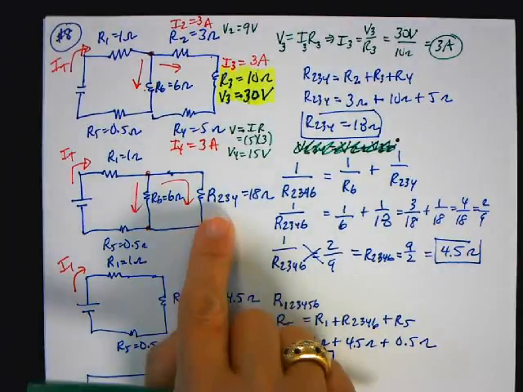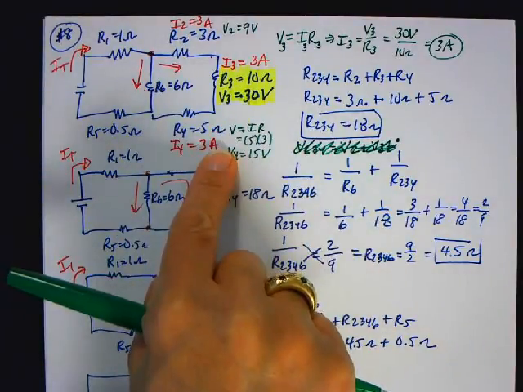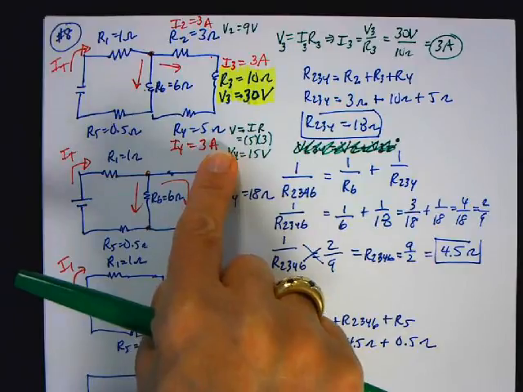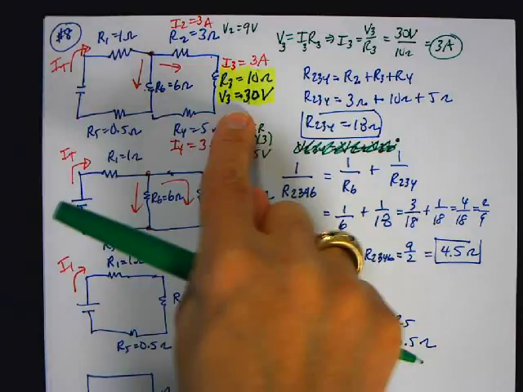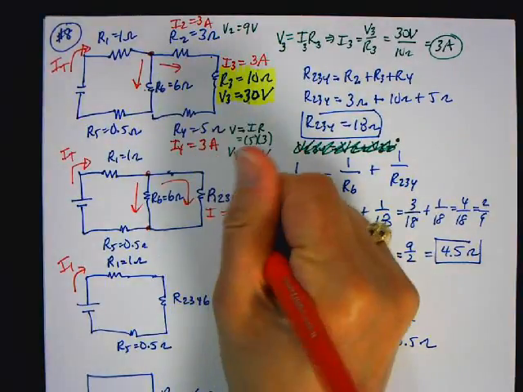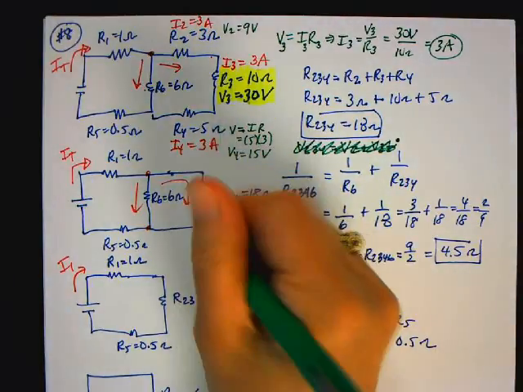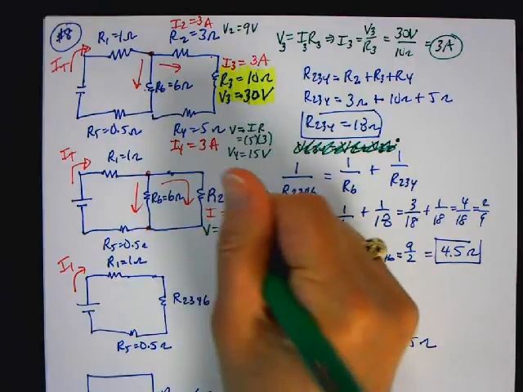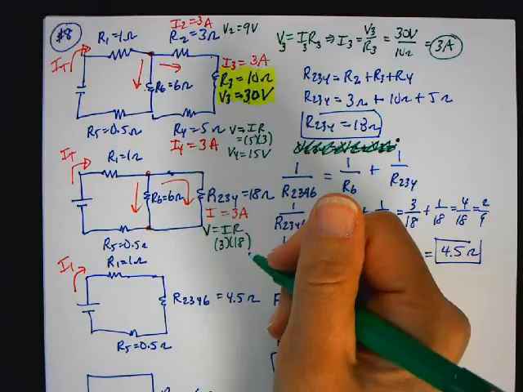So I can find the voltage here and say V is equal to IR, and I can say 3 times 18 is equal to 54. So the voltage drop here is 54. Now, going back to this diagram, you need to notice how I found the voltage drop here. What's the equation for voltage in series?